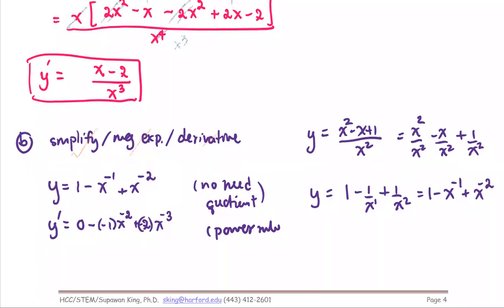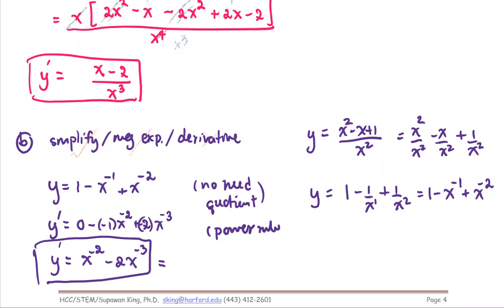Now, we simplify a little bit more. So y prime equals negative times negative becomes positive, which is just positive x to the negative second. The last term is negative 2 times x to the negative third. We have the answer in the form of x to the negative second minus 2 times x to the negative third. But if you rewrite it in fraction form, let's see if we have the same result as the other way that we did by using the quotient rule.